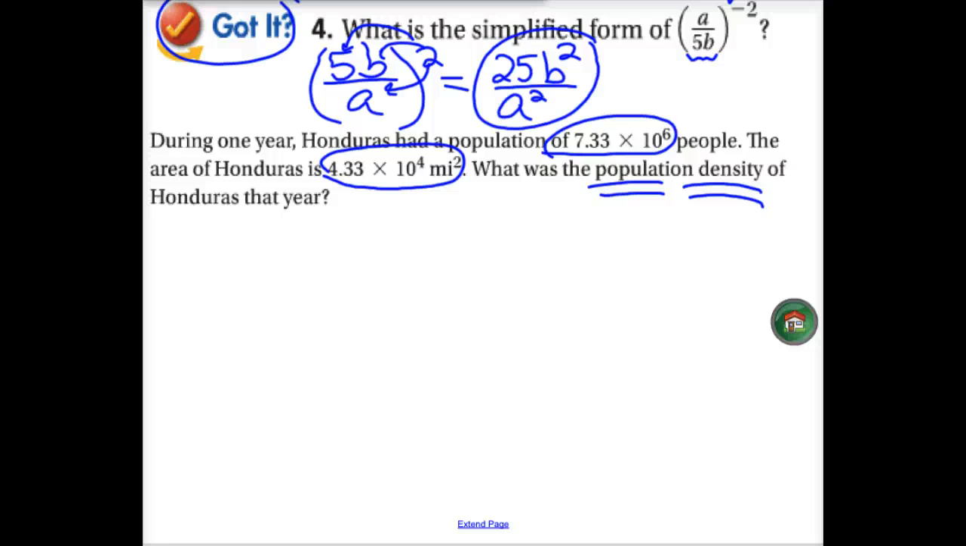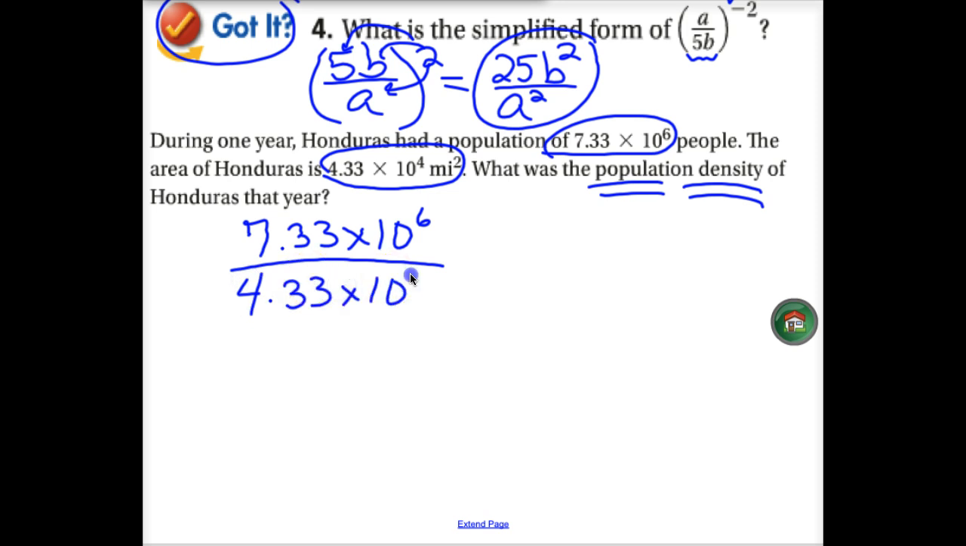So what we do is we say population density is 3.3 times 10 to the 6th, means spread out or divided up amongst an area that is 4.33 times 10 to the 4th. Alright, so that's going to give us people per square mile, because this is my peeps on the top and these are my square miles on the bottom. So how many people on average, if I were to spread them out, would be sitting down on every square mile of land? So how do I work with this?